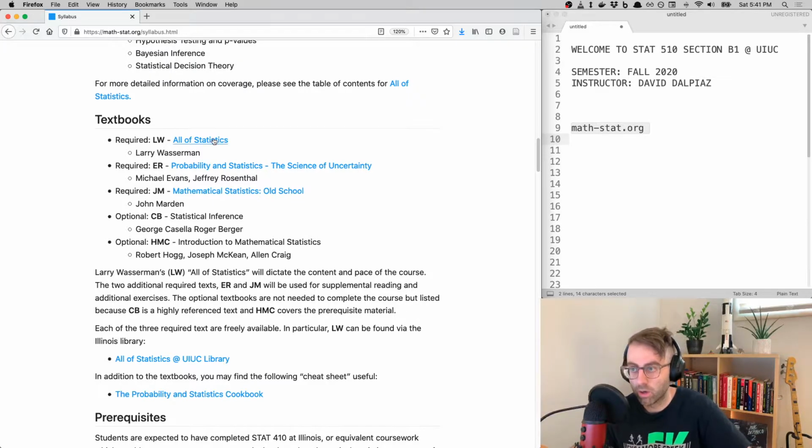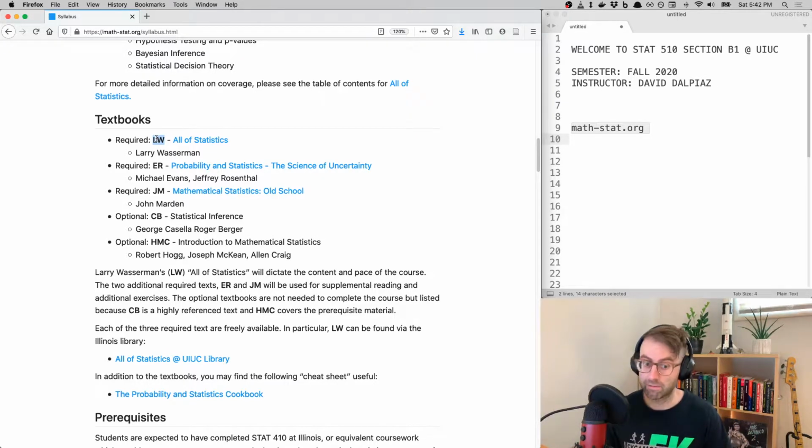Our main textbook that's going to drive the pace and the content of the course, and from which I'll derive my own lectures, is All of Statistics by Larry Wasserman, which in other sources I will just refer to as LW. That's the main book. You could say you could complete this course only ever looking at that book, although that won't be recommended. But that's the main text of this course.